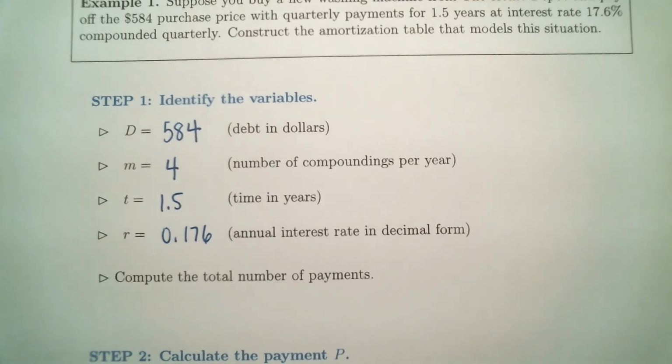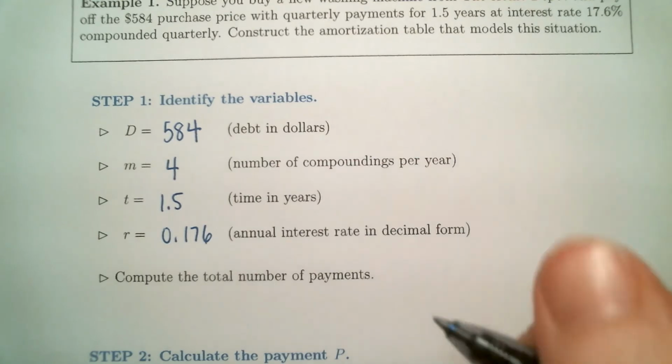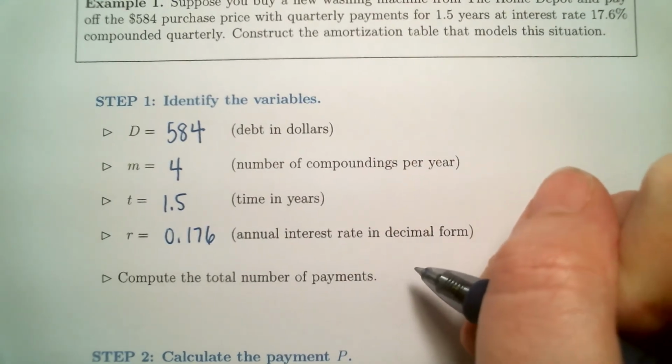The next thing we're going to do is compute the total number of payments you're going to have to make to pay off this washing machine. We are making quarterly payments.